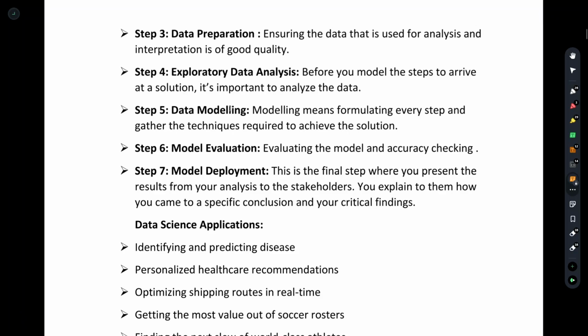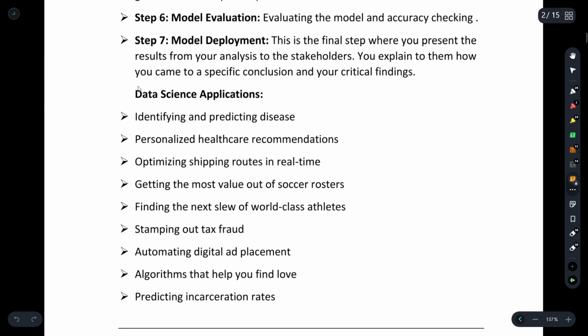And data modeling, so modeling means we need to make them in a structured manner. The data should be in a structured way. Model evaluation is nothing but evaluating the model and checking accuracy. Model deployment is the final step with which we are going to find the solution with the given data. So these are the 7 steps.